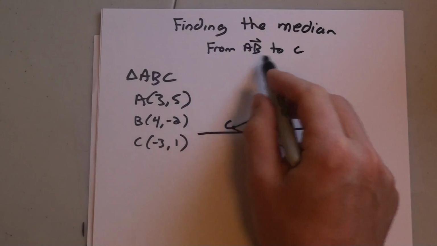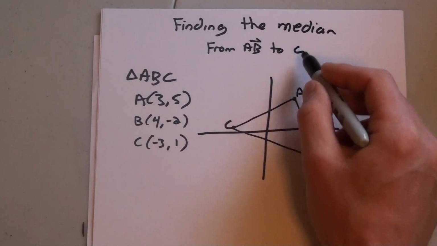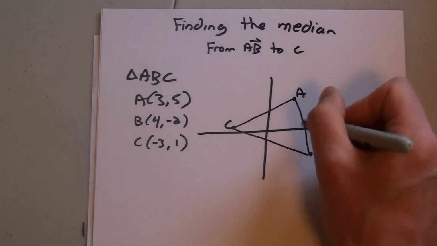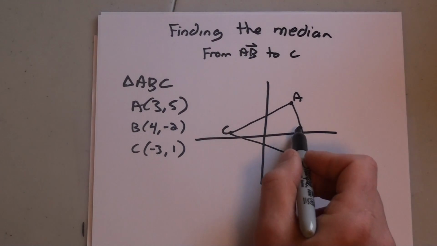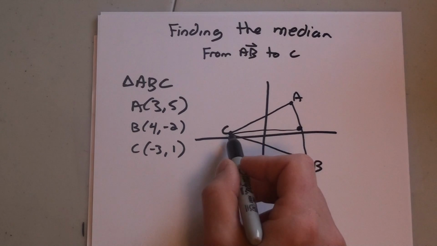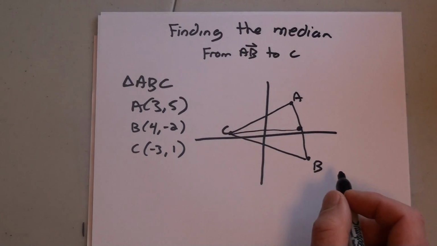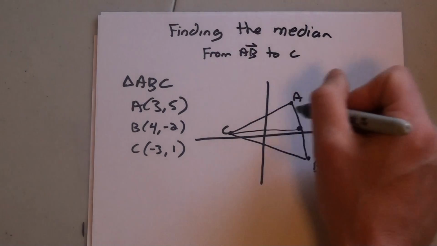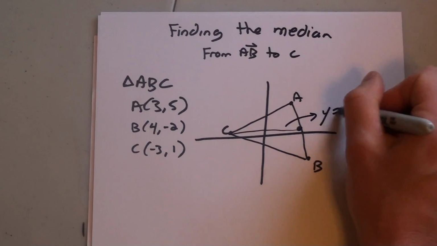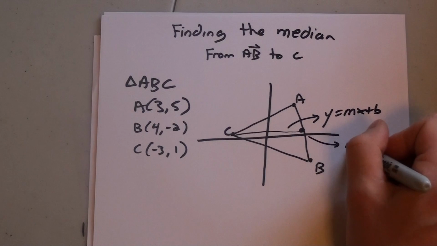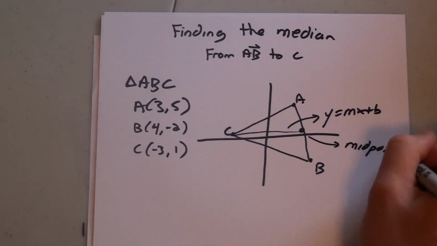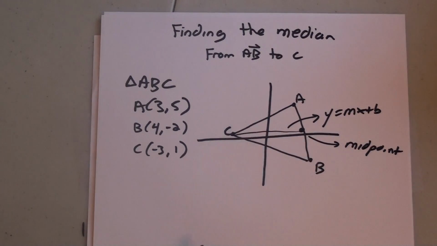Median from A to B, from line AB to point C. That actually goes from the midpoint of line AB. It's a line that goes from there across to the opposite vertex of your triangle. My answer is going to end up being in y equals mx plus b form. So I need to find the midpoint and use it and its opposite vertex to create an equation of a line. I'll have those 2 points.